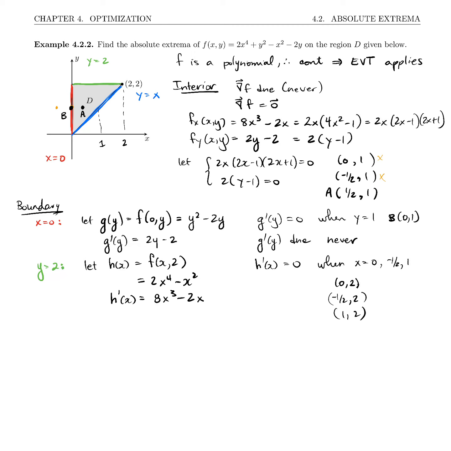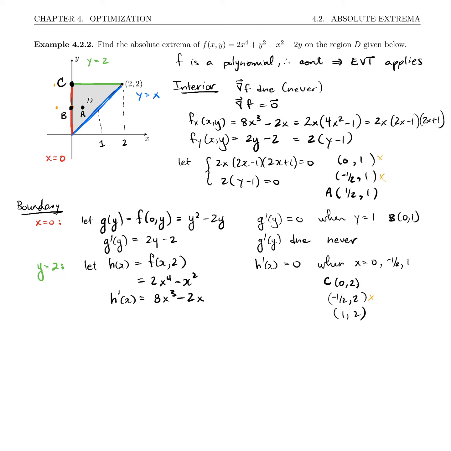Let's take a look at those on the graph. (0, 2) is here. That is indeed on the boundary, so let's call that point C. (-1/2, 2) would be out here. That is not on the boundary.